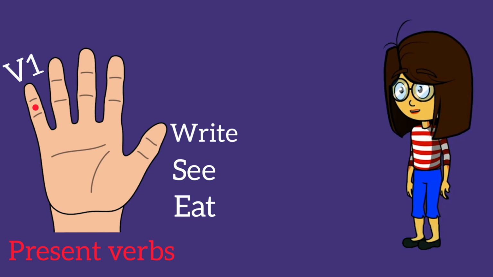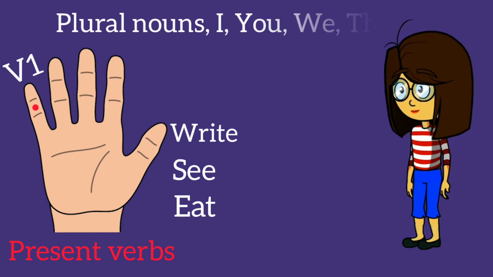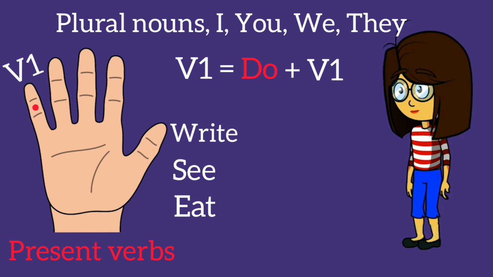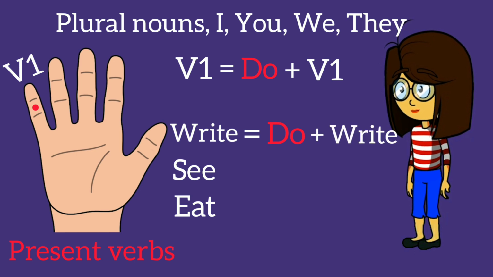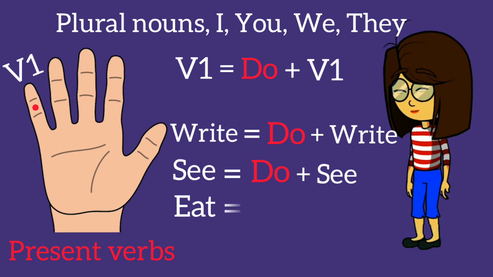Usually, V1 comes next to the plural nouns and to the pronouns I, you, we, they. V1 can also be written as V1 is equal to do plus V1. That is, every first form of verb has do in it. For example, write is equal to do plus write. See is equal to do plus see. Eat is equal to do plus eat.